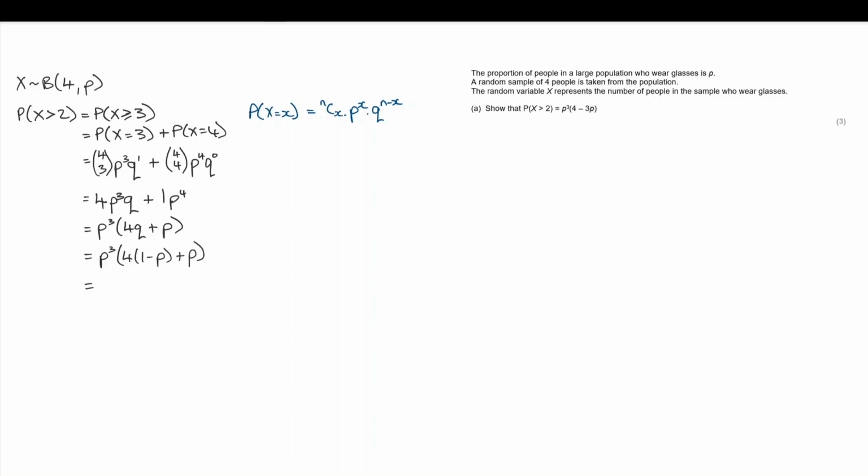Just expanding within the bracket to tidy up, we get 4 minus 4p plus p. And we're almost there. Simplifying the bracket once more, 4 minus 3p. And this is exactly what we were asked to show. Okay, so in a few simple steps, we were able to generate an expression for a probability range. We didn't have a value of p, which meant we could not use the calculator, but reverting to our original probability function got us the expression we needed.